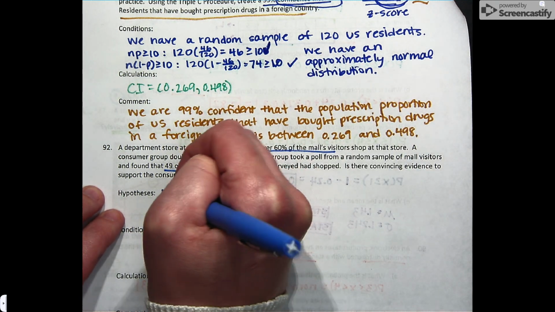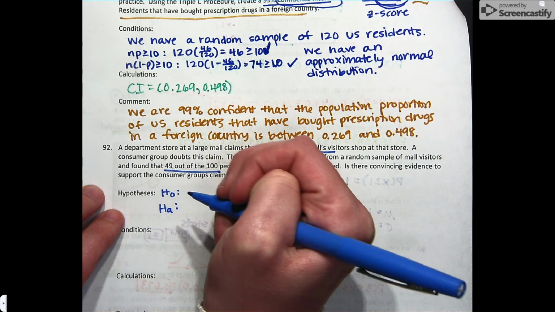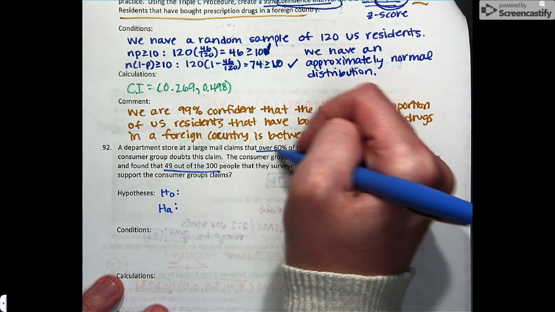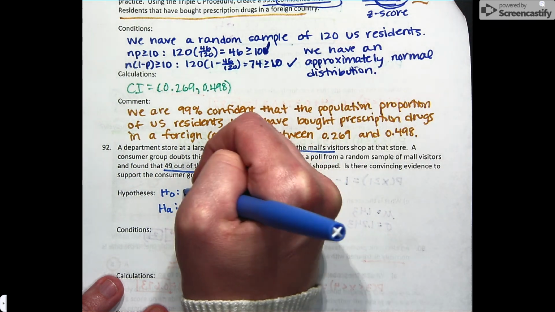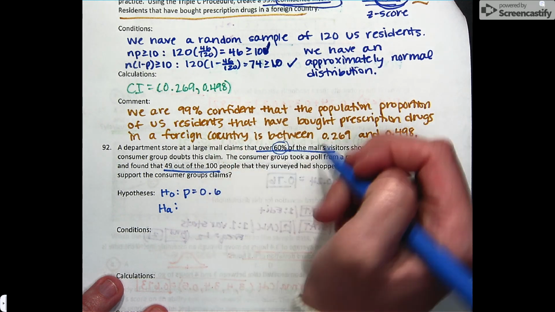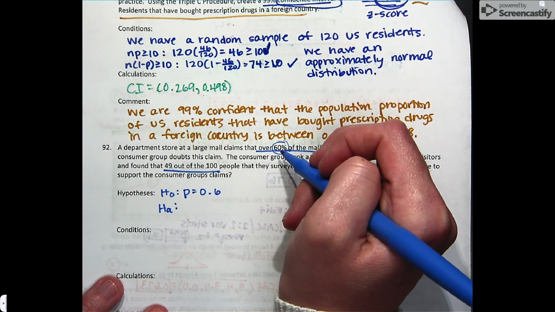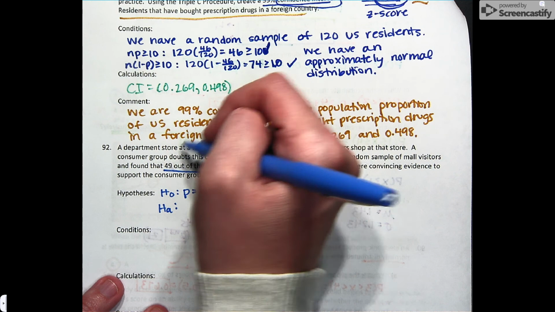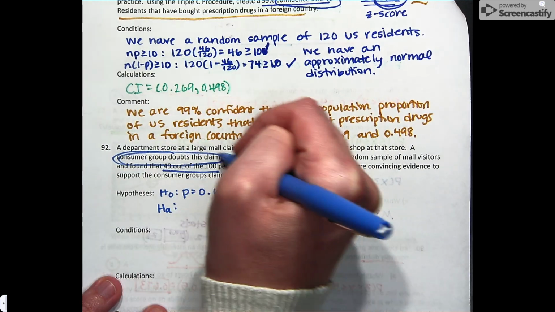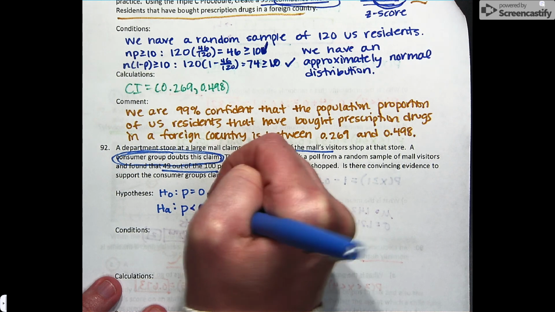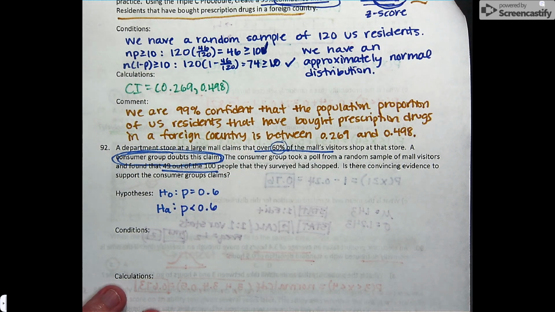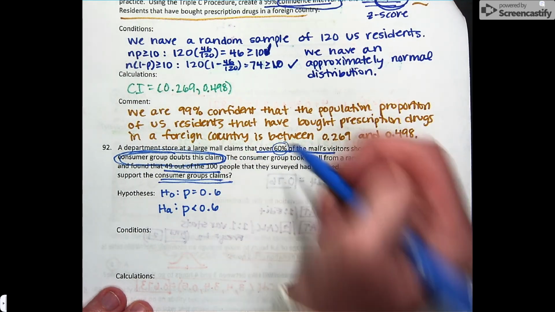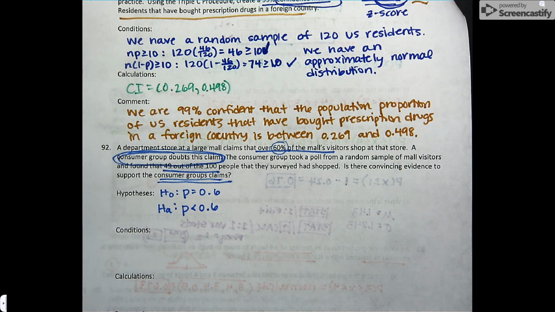So my hypotheses, the null hypothesis and my alternative hypothesis. This is a question about proportions, right? Percents are proportions. Remember the null hypothesis, you have to assume that it's going to equal exactly 60%, okay? The department store claims that it's over 60%, but a consumer group doubts this claim. So if they doubt this claim, they're thinking that the proportion is going to be less than 0.6. So we're trying to support the consumer group's claims, which doubts the claim that it's over 60%. So it has to be less than 0.6 for the alternative.